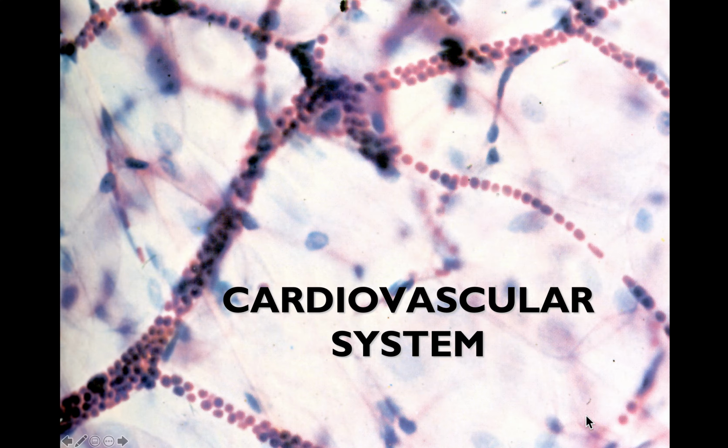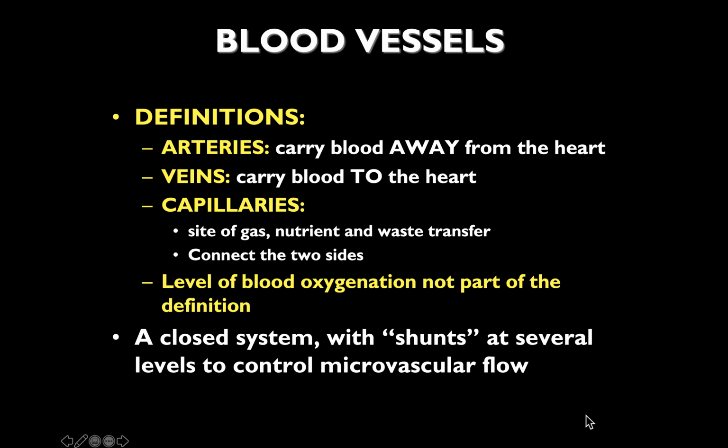In this lecture, we start to talk about the first organ system, which is the cardiovascular system. From the name, this is the heart with the blood vessels. As we know, blood vessels include arteries, veins, and capillaries. Usually, the arteries carry blood away from the heart, whereas the veins carry blood toward the heart.